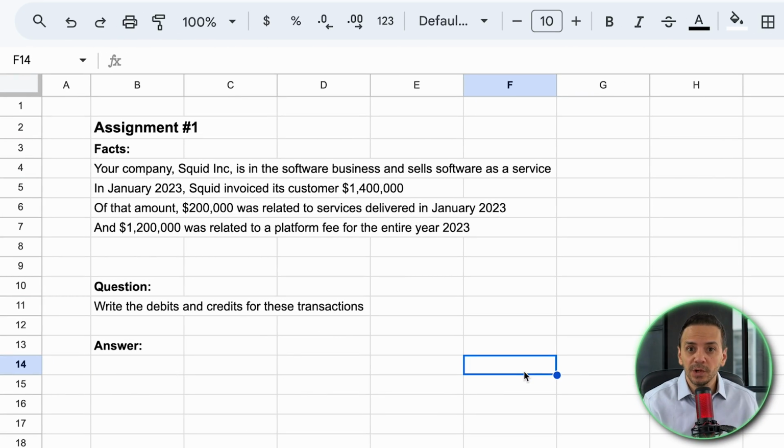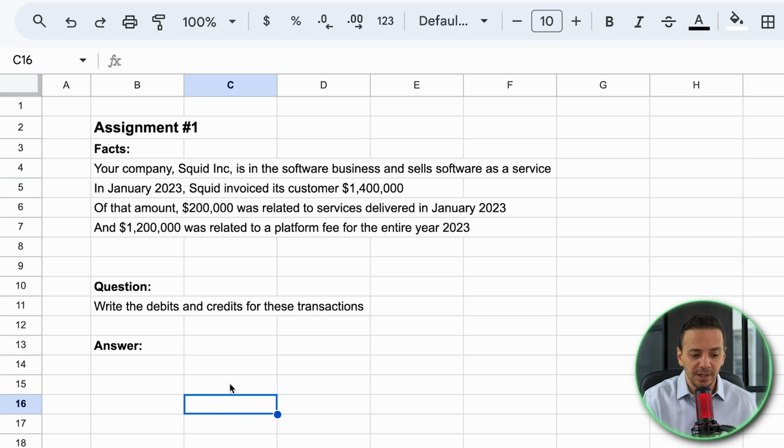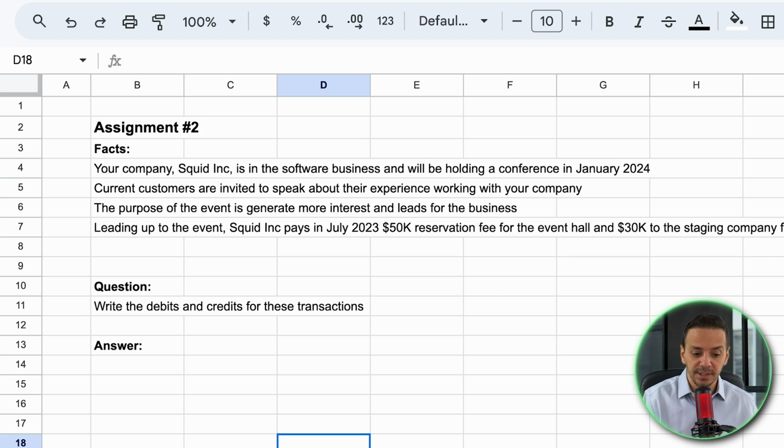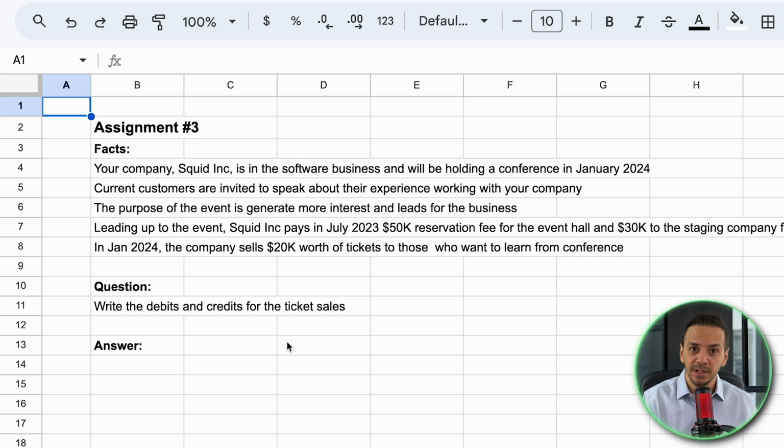What kind of assignments are we talking about here? Well, the first one is going to be around revenue recognition. The second one is an expense recognition assignment, and the third one is somewhere in between. So let's take a look.